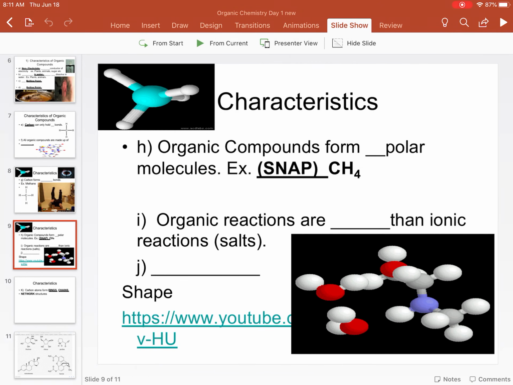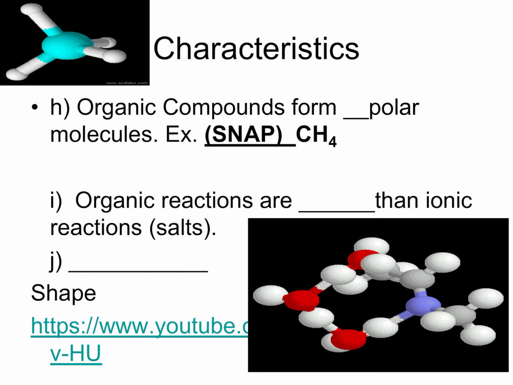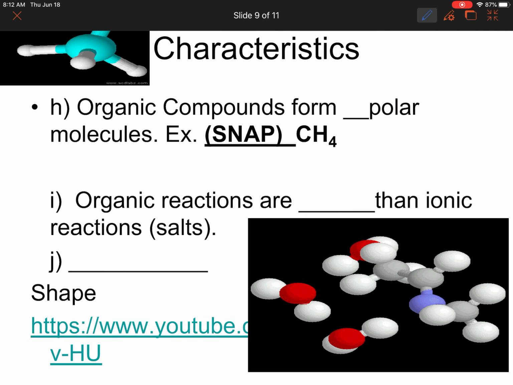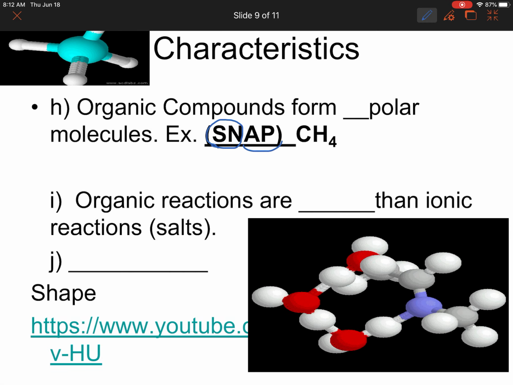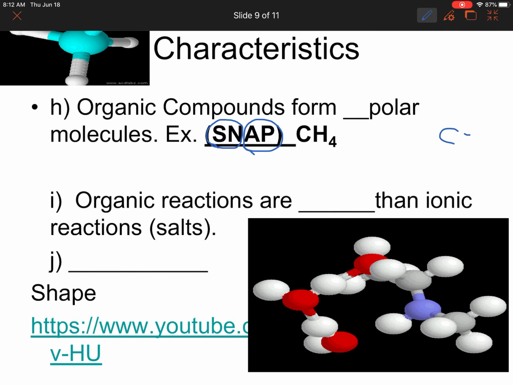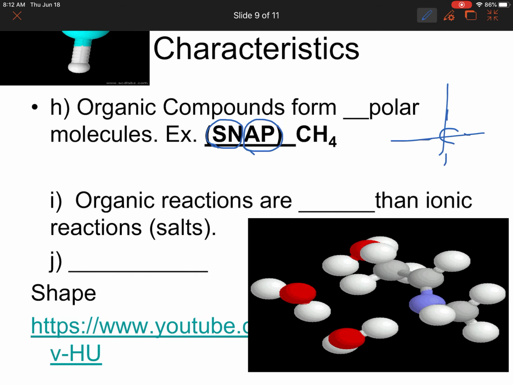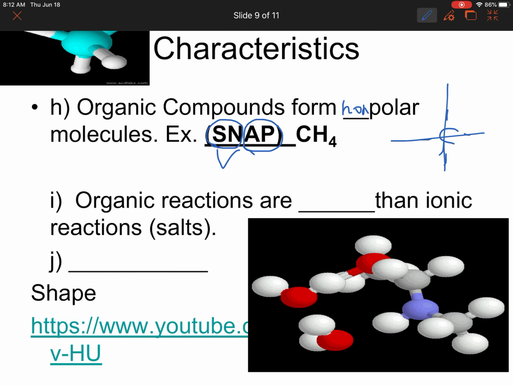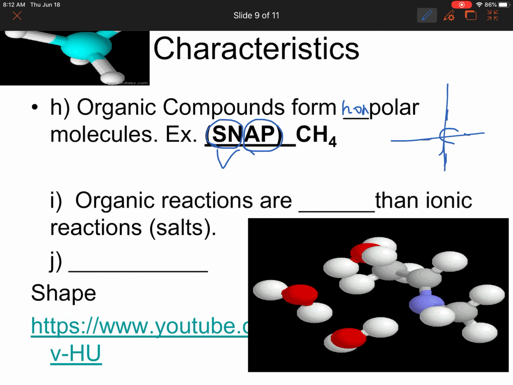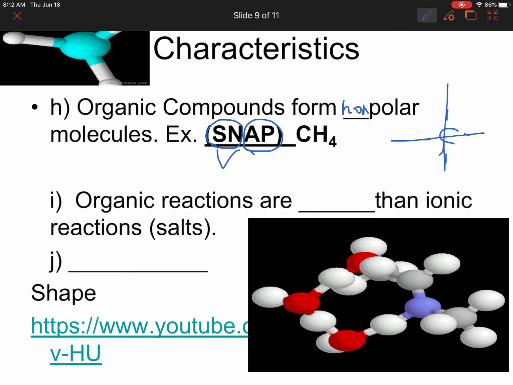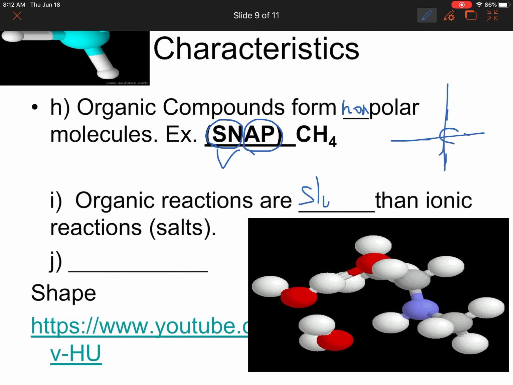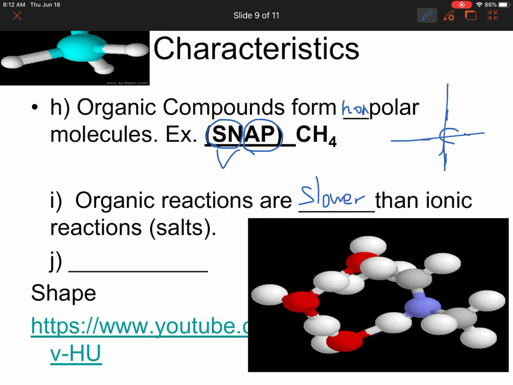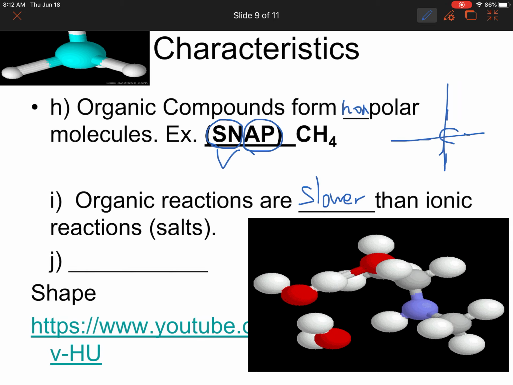Moving on. Organic compounds form what type of molecules here? Well, from the word SNAP, symmetrical is nonpolar, asymmetrical is polar. Again, we drew methane before, right, guys? So it folds both ways. You are symmetrical, nonpolar. Are all organic reactions faster or slower than ionic reactions, which are salts? They're slower. Again, if you throw a chicken in water, it's not going to dissolve. It reacts slowly. If you throw salt in water, it dissolves quickly.